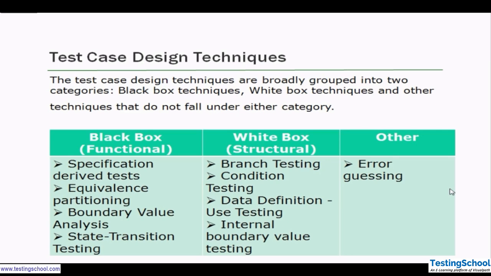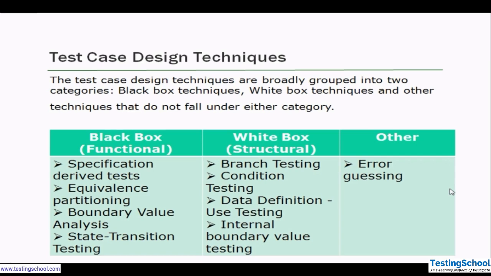Then we have the white box testing techniques. Like we have the branch testing, in which we see if all the branches of the code are covered properly. Then we have conditions like if and else conditions, while loops. So all the conditions should be met. Then data definition use testing, then the internal boundary value testing. So we test this in our code.